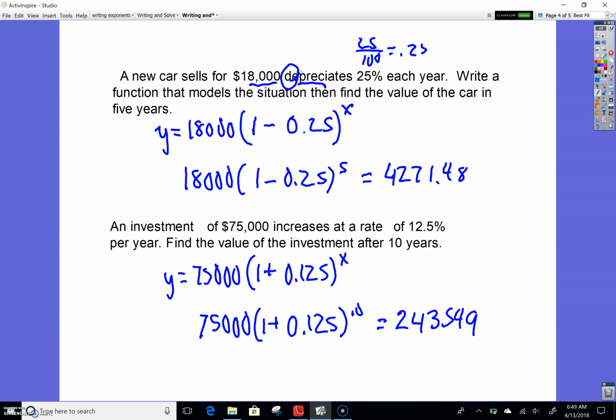You stick it into the equation, and remember it's a depreciation, so it goes down, okay? DE right here means it's sort of like decrease, okay? So you substitute and solve, and you get $4,271.48, okay? Next problem. The investment started at $75,000 and it increased 12.5%, which is 12.5 over 100, which is equal to 0.125. All right. You write the equation, you substitute, and you solve, and you get your answer.